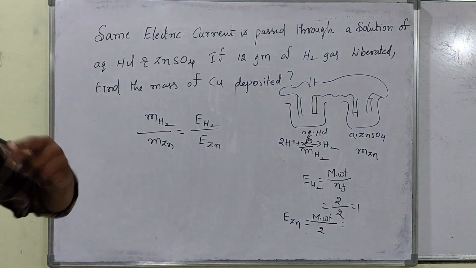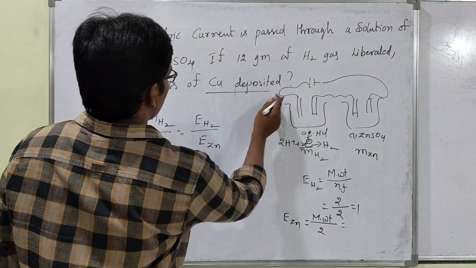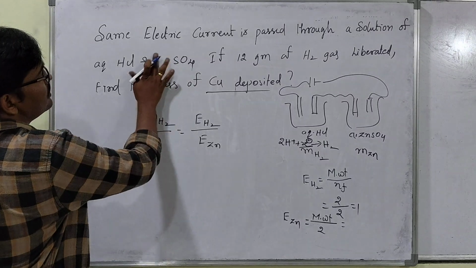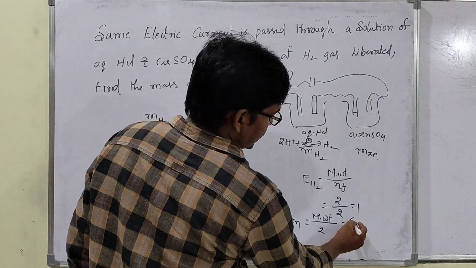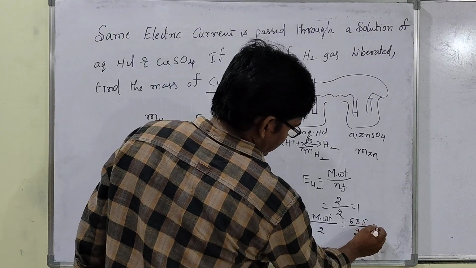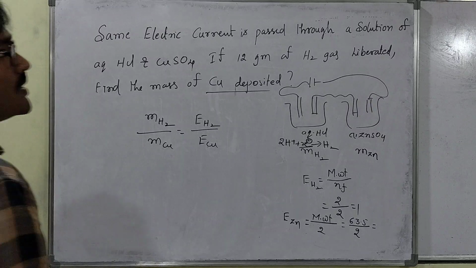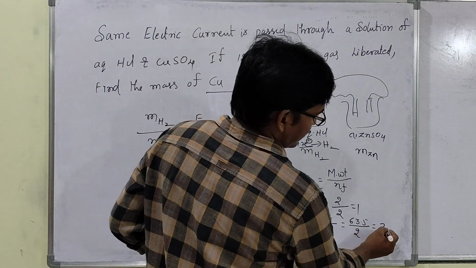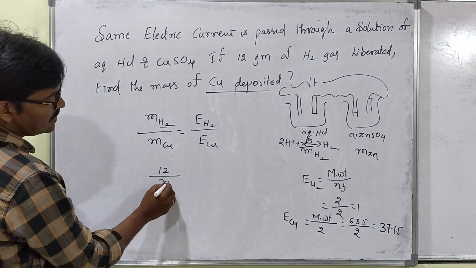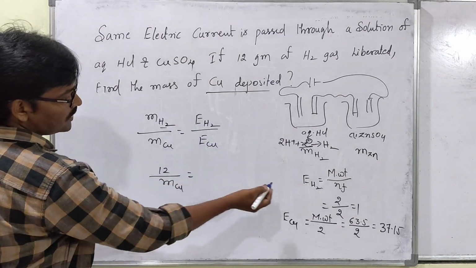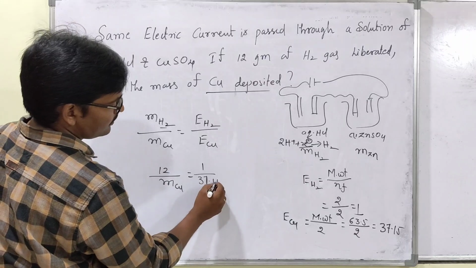Sir, the molecular weight of zinc... not zinc, right? They have given copper deposited, very sorry. So this is not zinc, it is copper sulfate, sorry. The mass of copper, then the equivalent mass of copper: 63.5 divided by 2. So the equivalent mass of copper you can get is 31.75. The mass of hydrogen is already given, that is 12 grams, divided by the mass of copper that you have to find. Then the equivalent mass of hydrogen is 1, divided by the equivalent weight of copper. Clear, my dear students?